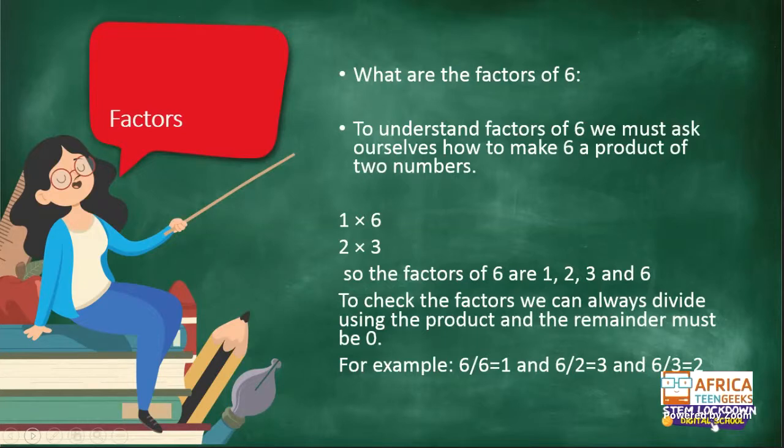So here we said 1 multiplied by 6. Those are the first 2 factors. And 2 multiplied by 3. That's another pair of factors. I have people writing 1, 2, 3, and 6. Those 4 numbers are factors of 6. That's correct. So to check the factors, we can always divide using the product, and the remainder must be 0, right?